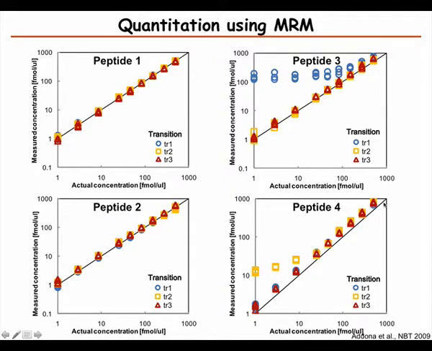And this is what I mentioned earlier, that you can get when you digest your sample and you mix in your synthetic peptide. Then you can get these systematic errors because of the asymmetry of the experiment.